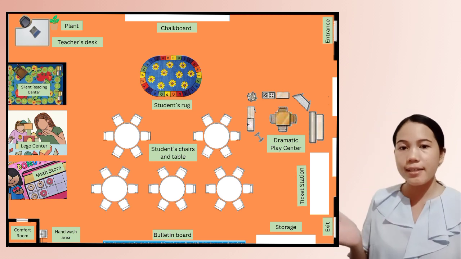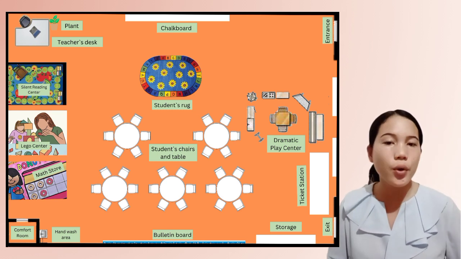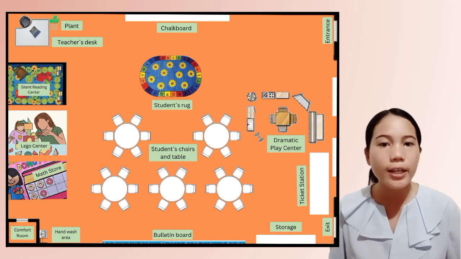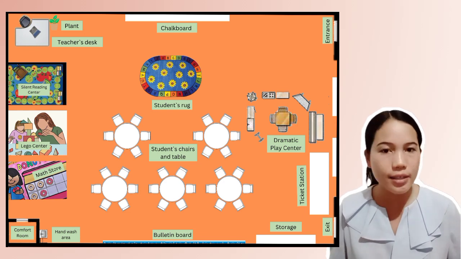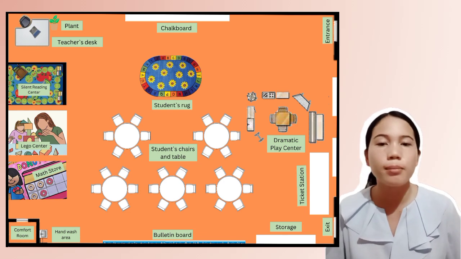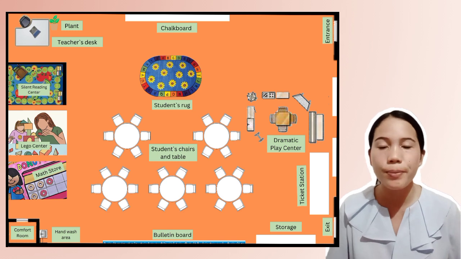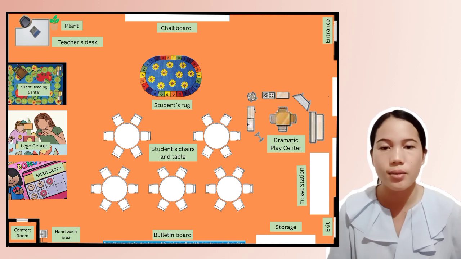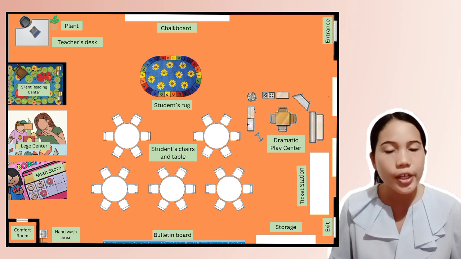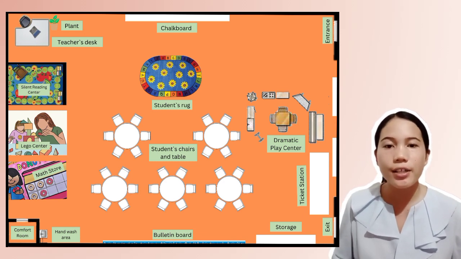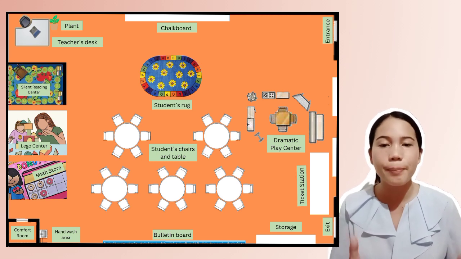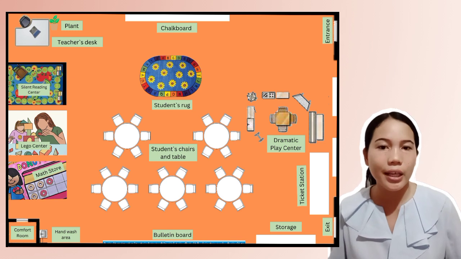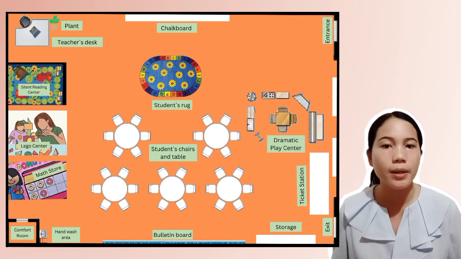And here is my classroom plan. As you can see, it consists of different areas that are designed to enhance and practice the diverse and multiple intelligences of the pupils in different grade levels. So the first area that we have here is the teacher's desk, and beside the teacher's desk is the plant that is advantageous to the pupils who have naturalistic intelligence.